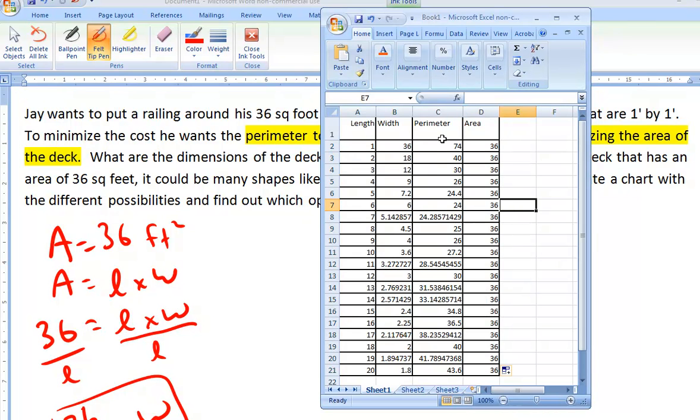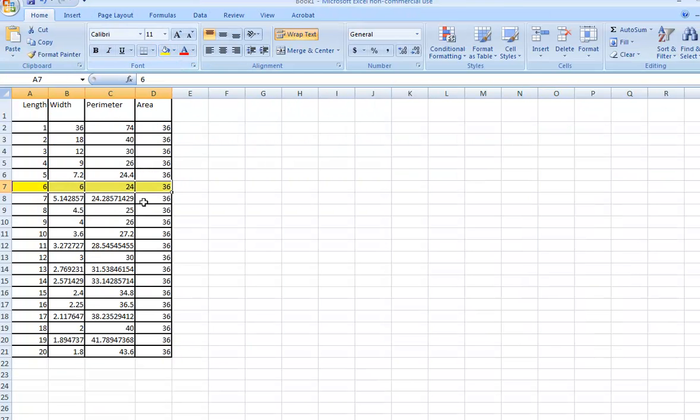All right, so now we're looking for the minimum perimeter that we can have, because they said they want to minimize the perimeter. So we're going to look down until we can find the smallest perimeter. And it looks like 24 feet is the smallest one, and then it starts growing again. So 6 by 6 works. It's a square: smallest perimeter, biggest area. And then it starts getting bigger and bigger again. So we'll highlight these using the highlighter. That's going to give me my smallest perimeter, but keeping the same area. So it's going to be a length of 6 and a width of 6.